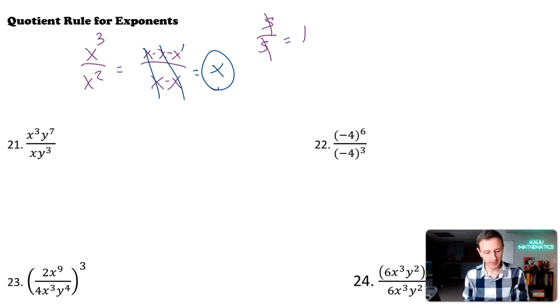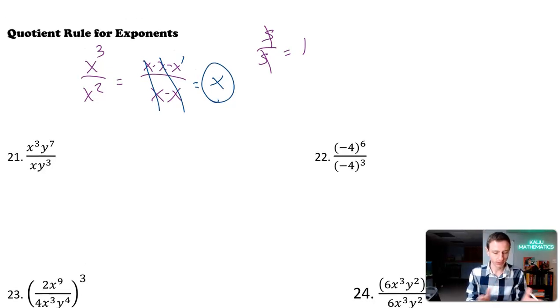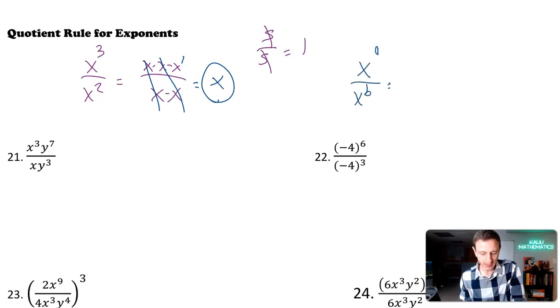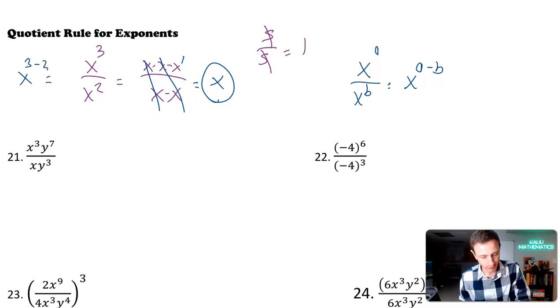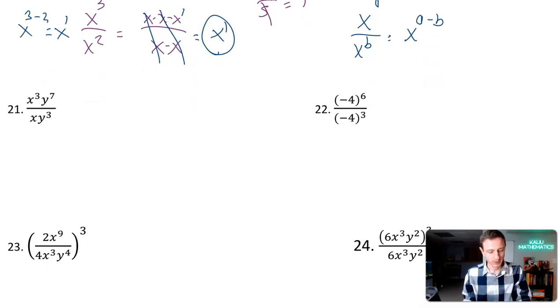How do I get that? Well, instead of actually writing out this whole division, I can just subtract. So if I had x to the a over x to the b, I could just rewrite this as x to the a minus b. I could just subtract the exponents rather than writing out the division and canceling out some terms. It's just subtraction. So if I had x to the 3 minus 2, what do I get? I get x to the first. Boom.